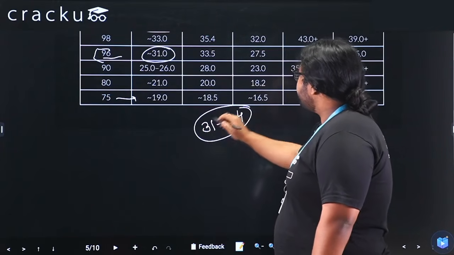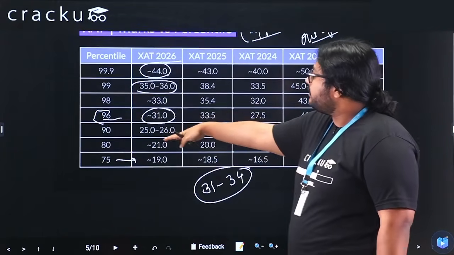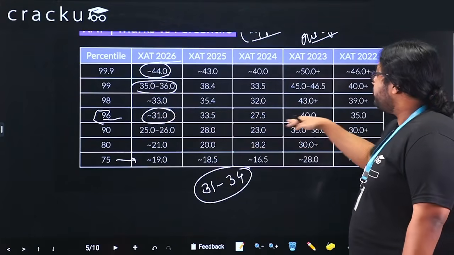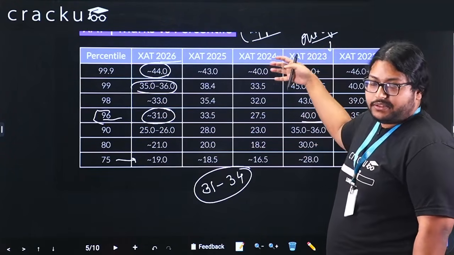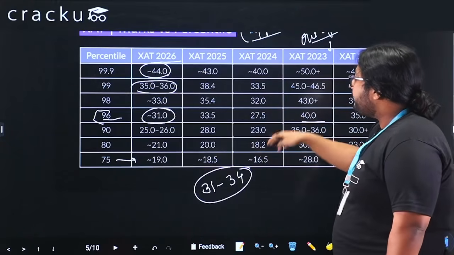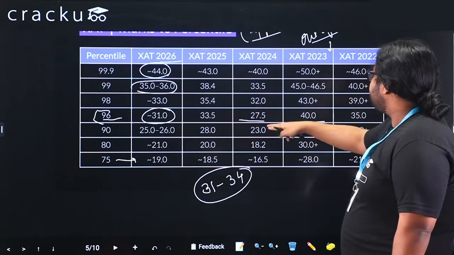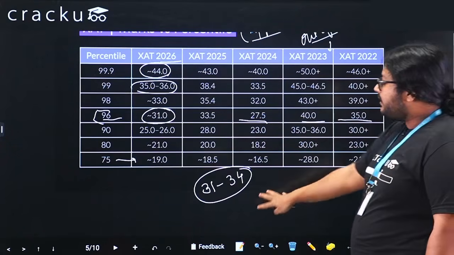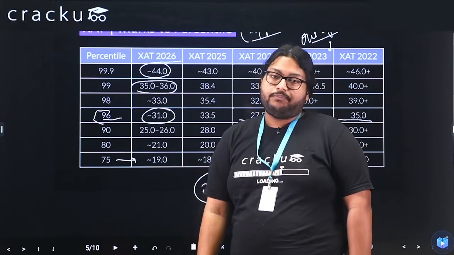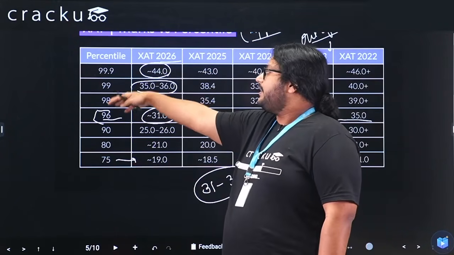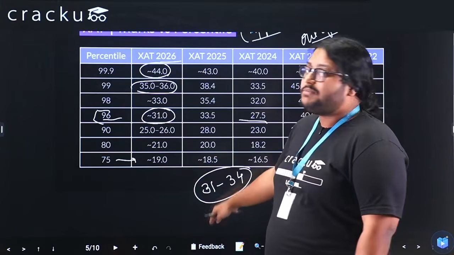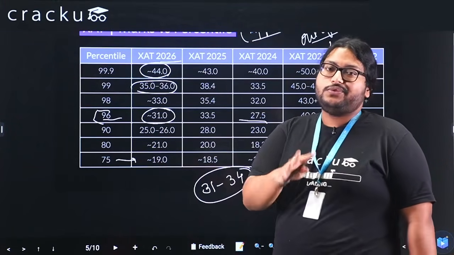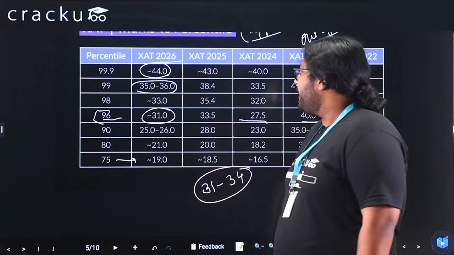This should be a safe score to get, and you see that pattern all over as well. 2023 was relatively easier, so the cutoffs went up, the marks went higher. But if you see 33, 27, 35, then 31 to 34 should be a safe score. Obviously, if you want to score higher, you can do that. But at least this much is something you should be scoring if you want to get an XLRI call.